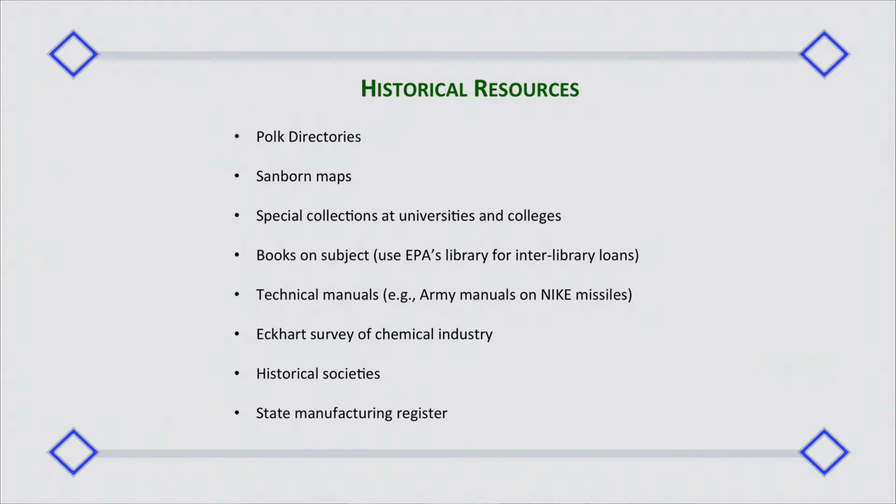Polk directories have been a business icon for over 140 years, and they gather information by state, city, and type of business. It contains an alphabetical listing of business entities. City directories and manufacturing directories can also provide historical information about what business was in operation at what address.